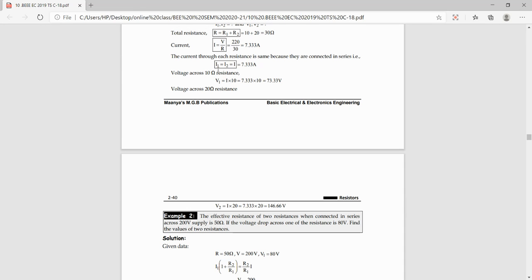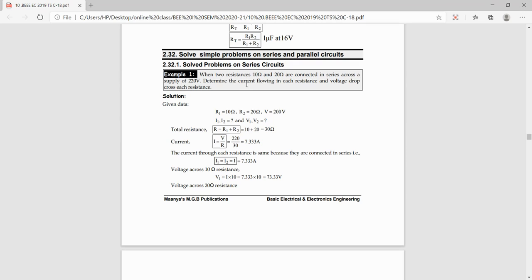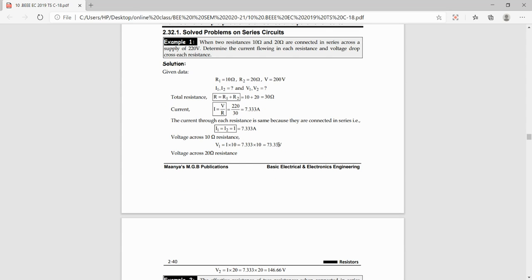So what is the question? We have to find the currents flowing in each resistor and the voltage drops across each resistor. The current I1, I2 is equal to 7.33 amps. We got I1, I2, and we also got V1 and V2. V1 is 73.33 volts and V2 is 146.66 volts.